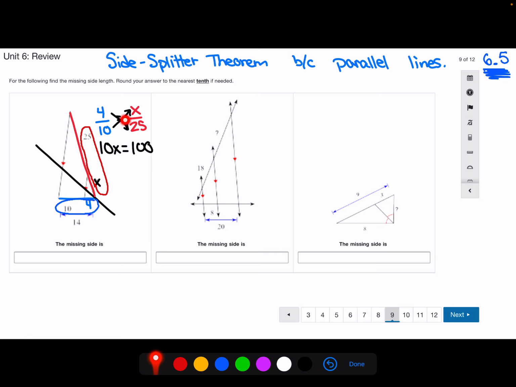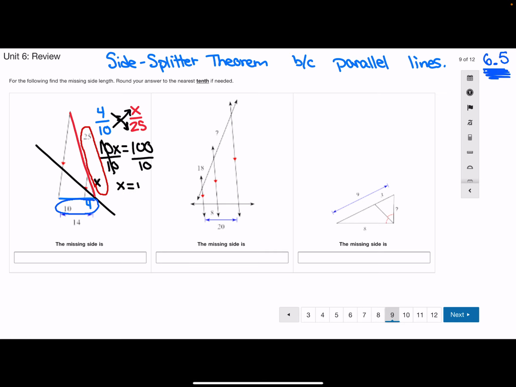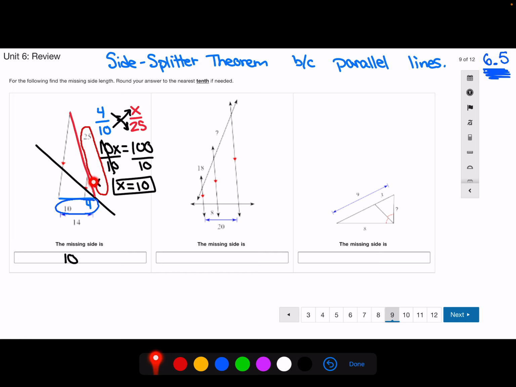From here, we can cross multiply and solve. This will give us 10x equals 100. Dividing both sides by 10, we get x is equal to positive 10. So that missing side length is just 10.